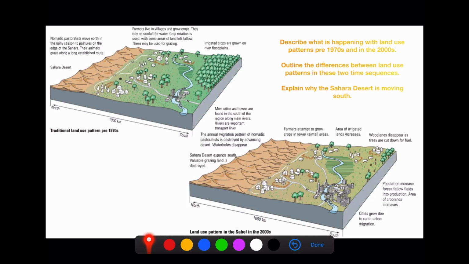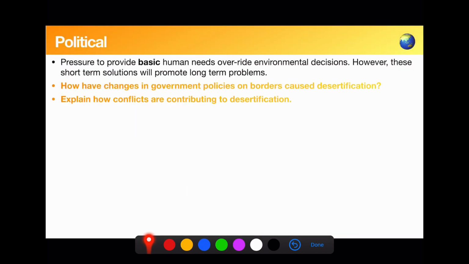After that, you should be able to answer this. Why is the Sahara Desert moving south? Sahara Desert? Oh my God, it's so much bigger here. Why is it moving south? By now, I hope you can be able to explain this to me, okay? Lastly, how easy is this?